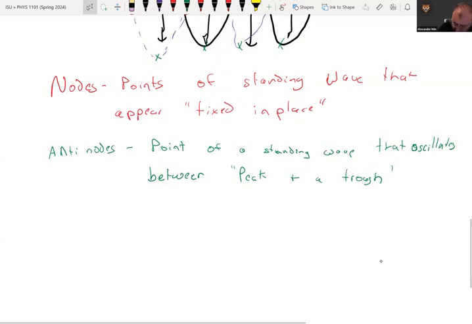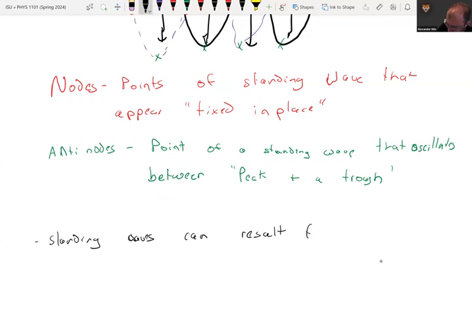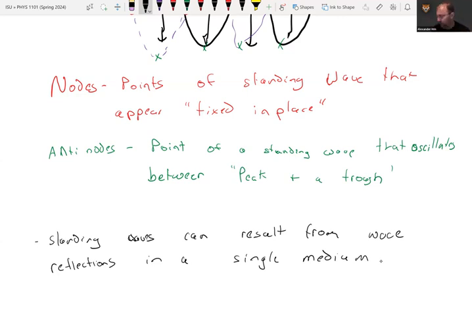Now I'll make a quick note. Standing waves can result from wave reflections in a single medium. In fact, this is how most standing waves come up. It's generally not because you have two different sources of waves sending them in opposite directions. Generally, you have a reflection on one end that comes back and interferes with the original wave. Or if it's a periodic wave, it interferes with a later portion of the wave. That is what is going on with standing waves, so that's something to keep in mind.